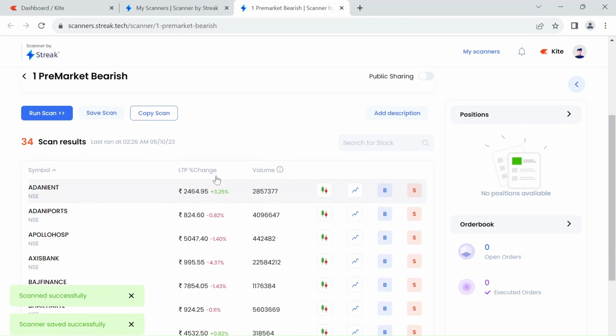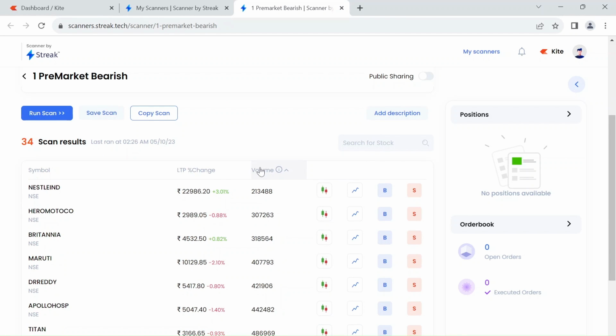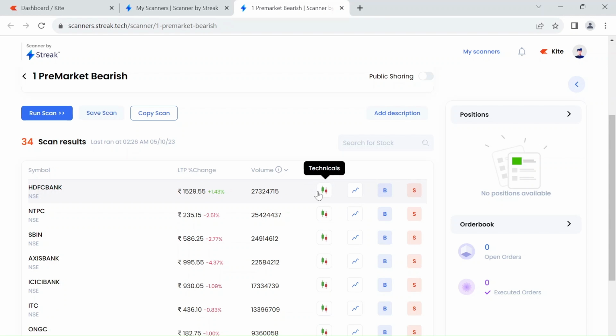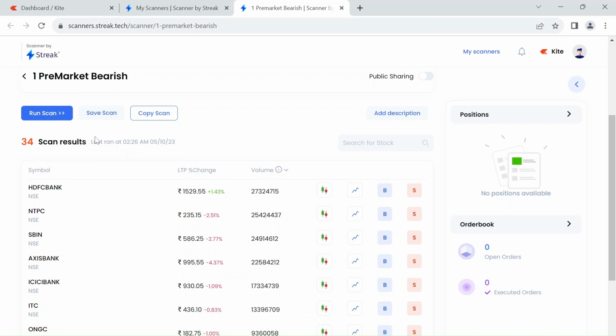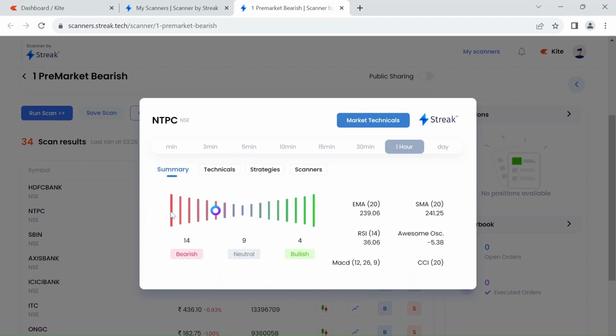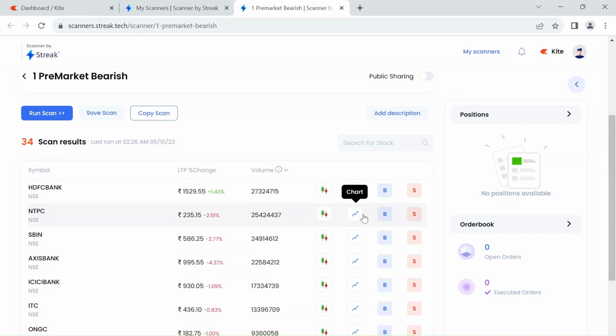So we got 34 stocks, and I will sort them by volume. And we got HDFC. Sorry about that, my alarm. Well, you can check the technicals, and it is actually bullish, but pre-market is bearish. So maybe you want to look for something which is bearish overall as well. So NTPC, this is bearish, and you can go look at the chart.